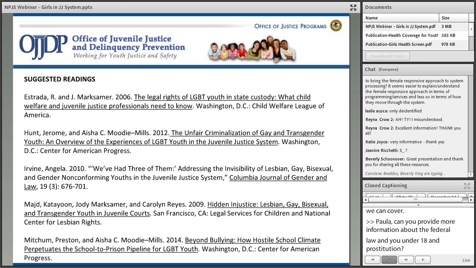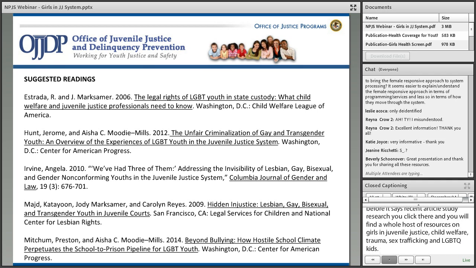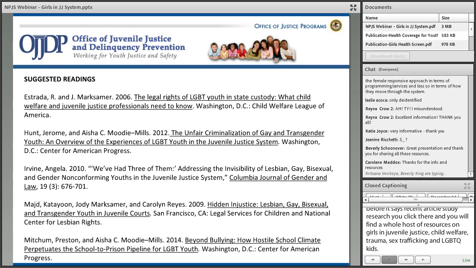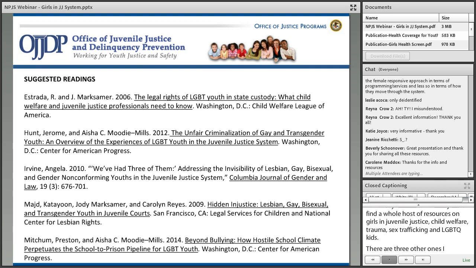The Advocates for Human Rights, so this is in regard to sex trafficked youth. So it is advocatesforhumanrights.org, Shared Hope International, and that website is sharedhope.org, and then ECPAT USA, and it's ECPATUSA.org.